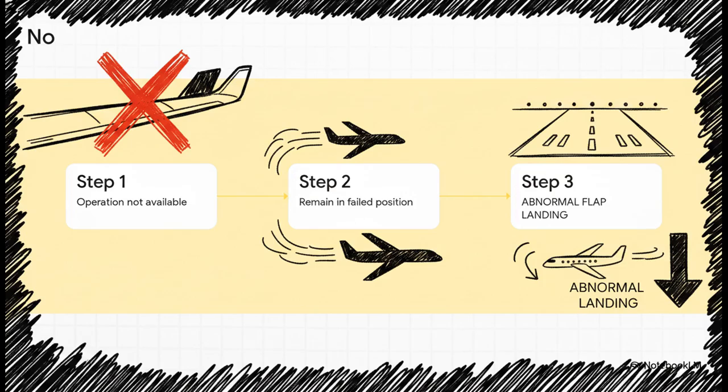Step 2 establishes your new aerodynamic reality. Flap will remain in the failed position. So wherever they're stuck, that is exactly what you are flying with all the way down to the runway. And finally, Step 3 gives you your ultimate directive: accomplish abnormal flap landing. You can really feel the gravity of the situation, right? You're no longer flying a standard arrival, you are actively managing a degraded aircraft configuration.